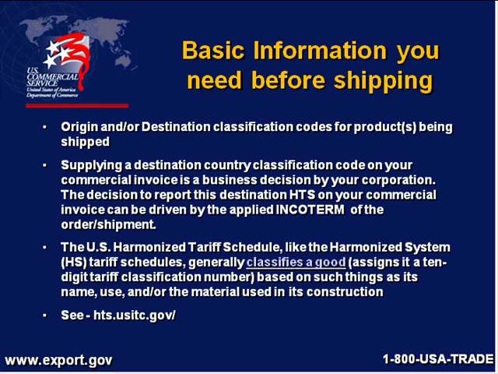Okay, this is some basic information that you need to know before you get ready to start shipping. Obviously, you need to know your origin and destination class. You need to know origin and destination classification codes for the products that you're going to be shipping. And you can supply a destination country classification on your commercial invoice if your business makes the decision to do so. This decision to report the destination HTS on your commercial invoice can be driven by the applied Incoterms or the order or the shipment.